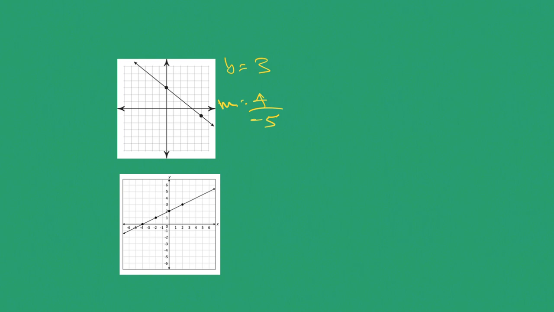If you went high to low, it would be down 4, right 5. So it would be negative 4 over positive 5, which is still negative 4 over 5. Either way, your slope is negative 4 over 5. Is everybody okay with where I got the slope?